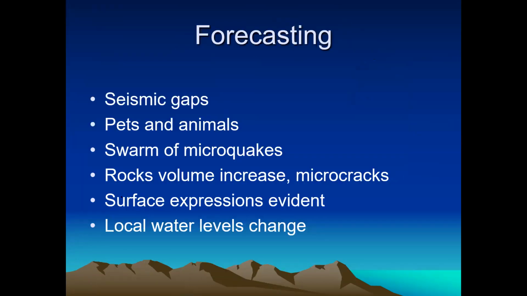So, forecasting seismic gaps. Remember, that's an area where the fault hasn't moved in a while. That's a red flag. So if an area has a seismic gap, we pretty well know that it's going to move at some point. You always hear about pets and animals being able to predict earthquakes. That has no scientific basis to it. Microquakes can be measured. That might be helpful in forecasting earthquakes. Rocks change in volume because of slight movements that would be too small for us to feel, but these instruments can pick them up. Changes in water levels, changes in the amount of radon gas, and we have all these water wells and wells to measure different gases at Parkfield.